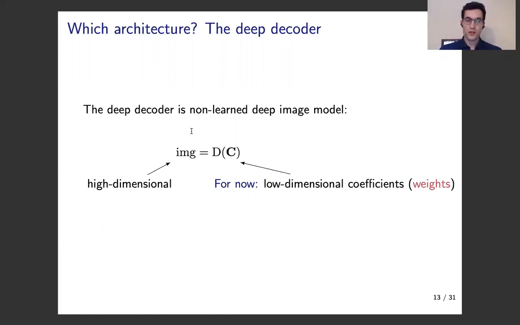The way we view this network is as a non-learned deep image model. So it's a prior. For now, it's a network that maps some low-dimensional coefficients to some high-dimensional image. It's very similar to a classical image model, because if you think about sparsity, you could also argue that sparsity essentially maps some low-dimensional coefficient space to some high-dimensional image space. So it's also a model of exactly the same form. In this case, the map is nonlinear, and it's parameterized by this neural network.